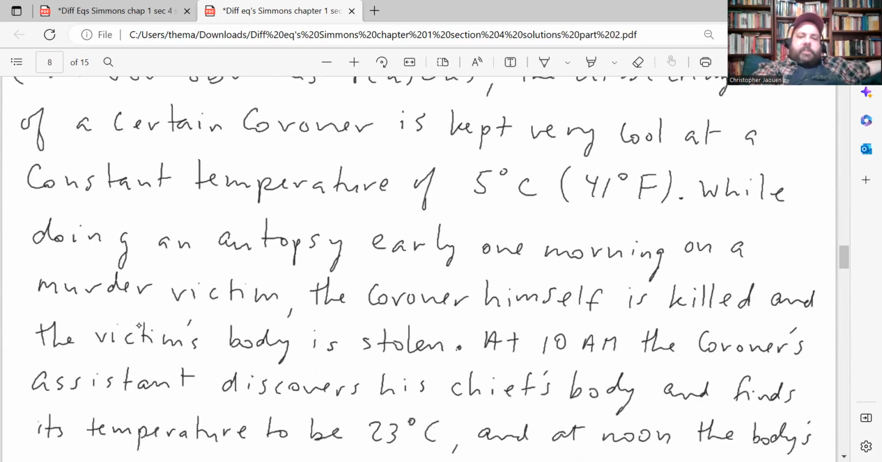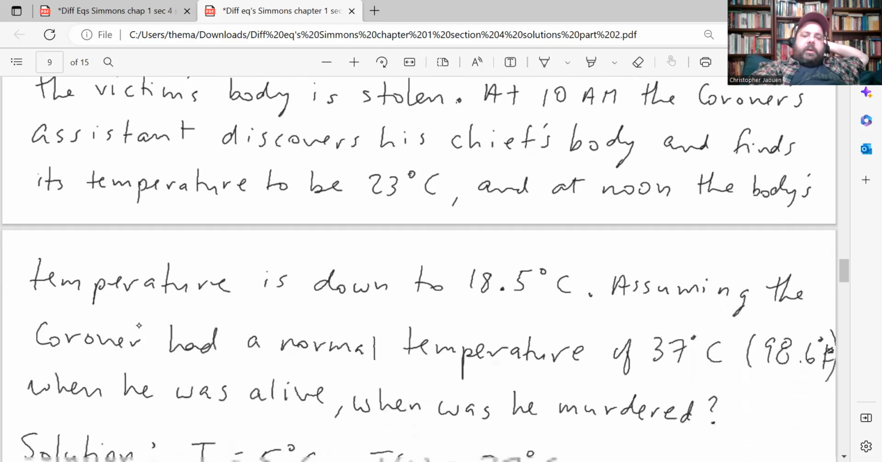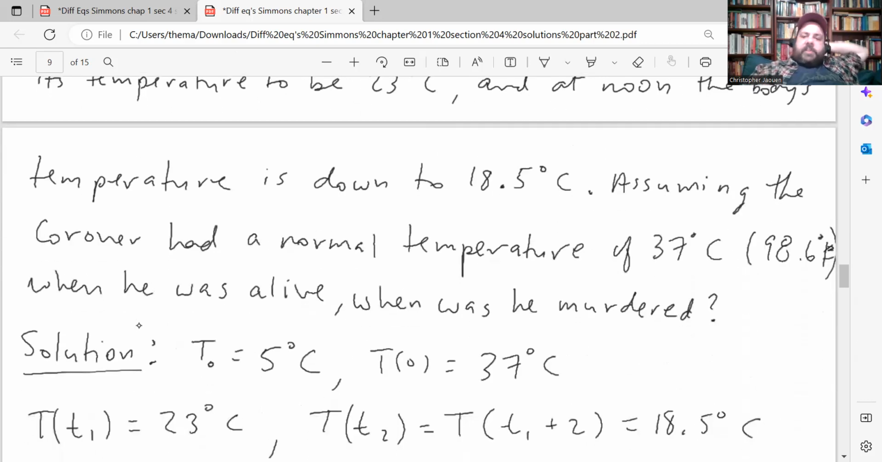While doing an autopsy early one morning on a murder victim, a coroner himself is killed and the victim's body is stolen. At 10 a.m., the coroner's assistant discovers his chief's body and finds its temperature to be 23 degrees Celsius. And at noon, the body's temperature is down to 18.5 degrees Celsius. Assuming the coroner had a normal temperature of 37 degrees Celsius, which in Fahrenheit is equivalent to 98.6 degrees, when he was alive, then figure out when he was murdered.